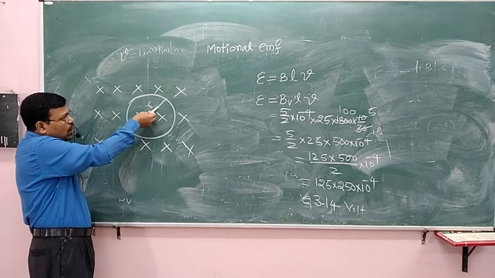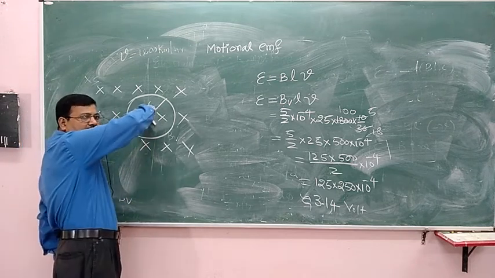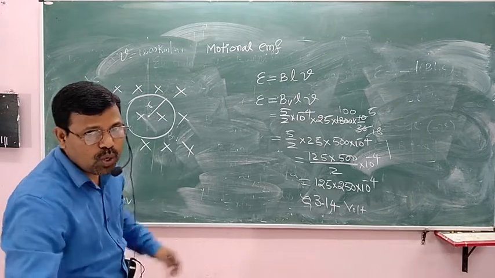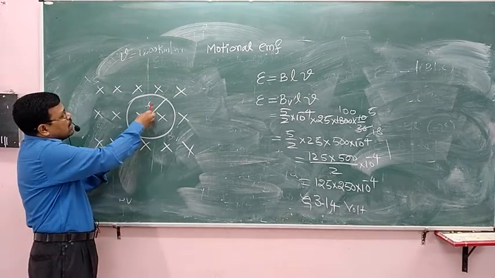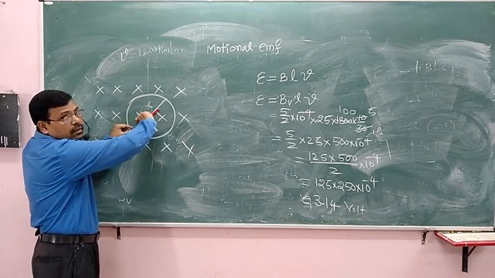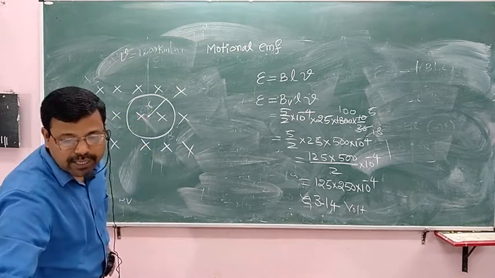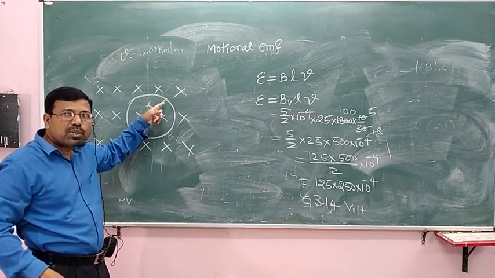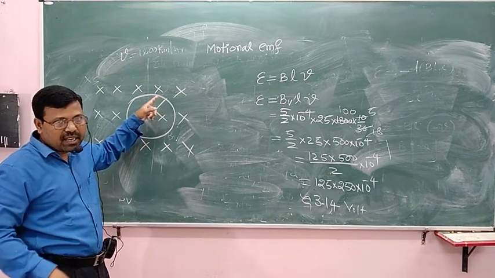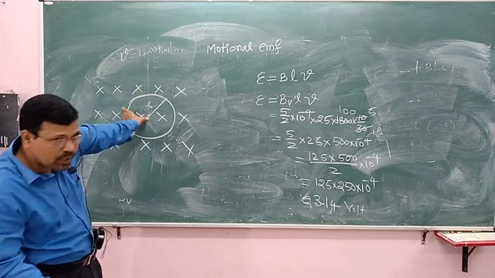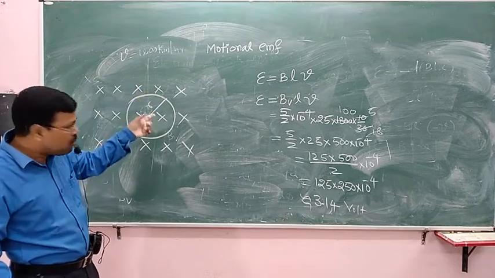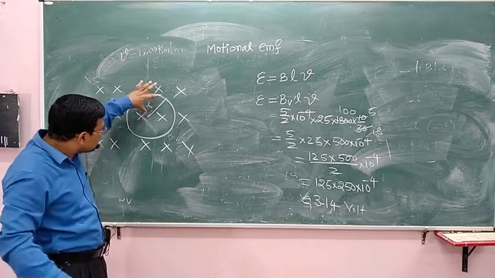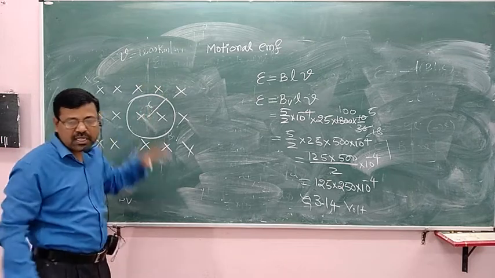Due to the rotational motion of the conductor, the magnetic flux linked with the conductor changes, and because of that rotational motion, an induced EMF is produced in the conductor. This is the rotational EMF.